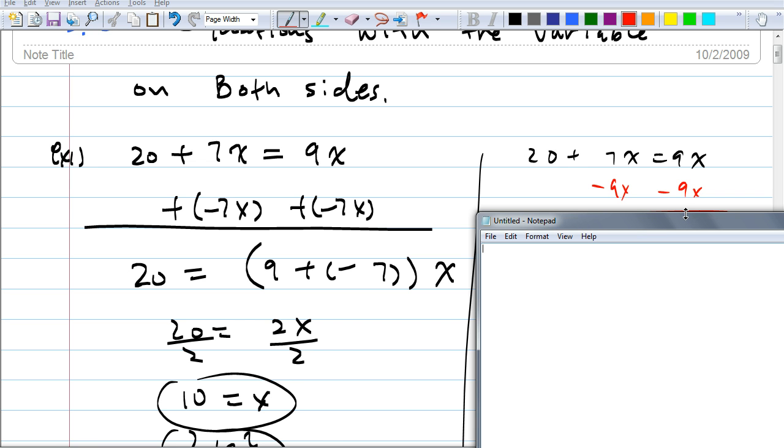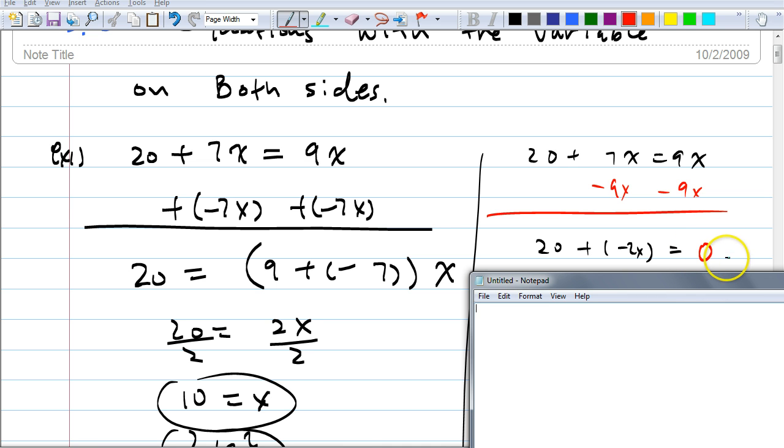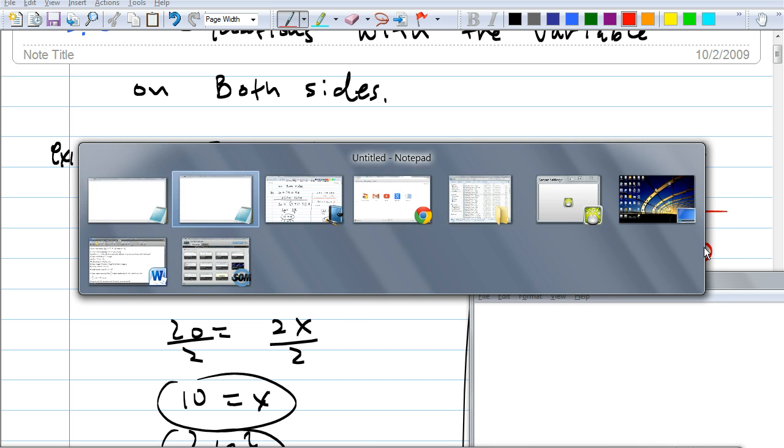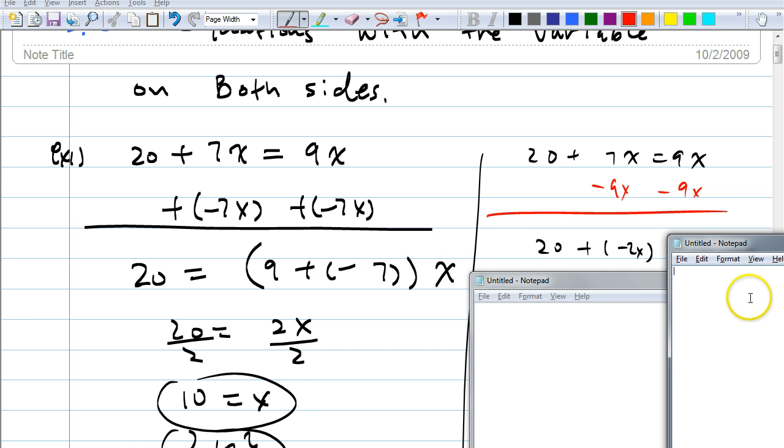So what do you get after you do that on the left side? What's my next step here, Aaron? Same thing, right? Equals what? 0. Very good. And many times people forget to write that 0. Guess what people do? They don't put 0 or anything. They just write it this way: 20 plus negative 2x. Is that okay? It's 0, so it's okay to not write anything, right?